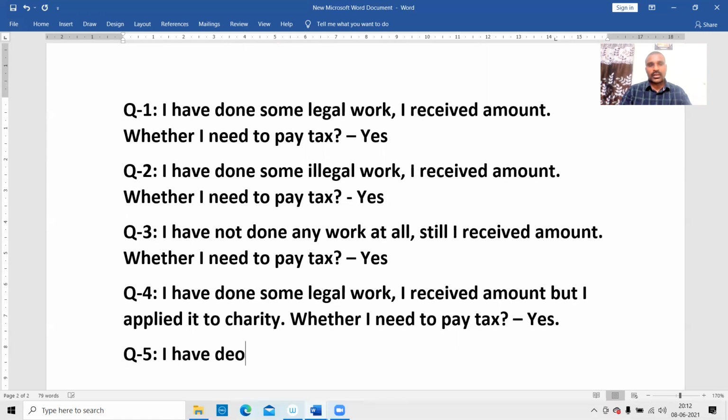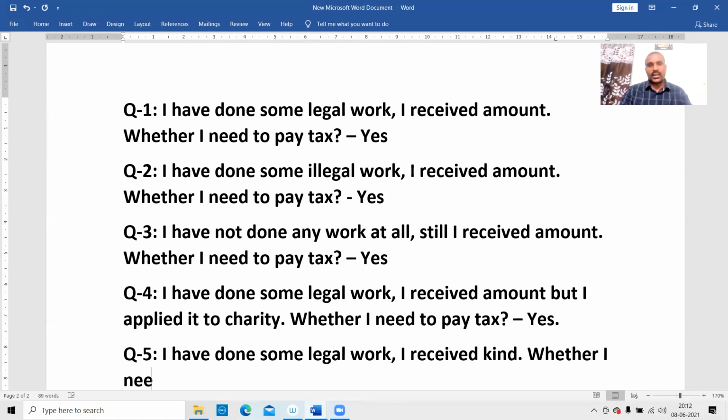I have done some legal work. I received goods, I received kind. Whether I need to pay tax? The answer is yes. Okay, so these are the points we have to understand.